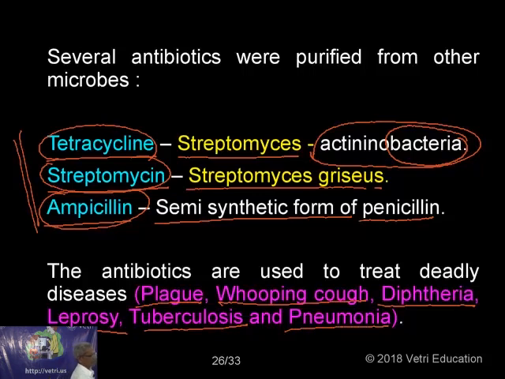Whooping cough is a deadly disease for babies and children. Diphtheria is still another dangerous disease. I need not talk about leprosy, the worst disease. Tuberculosis, a lung disease. Pneumonia, another lung disease. So for most of the lung-related diseases, we depend on these antibiotics which are derived from fungal origin.